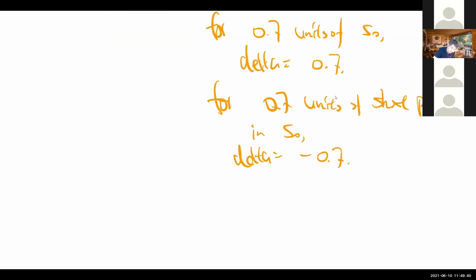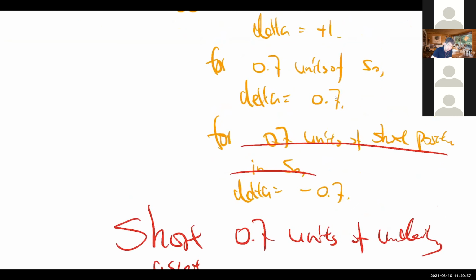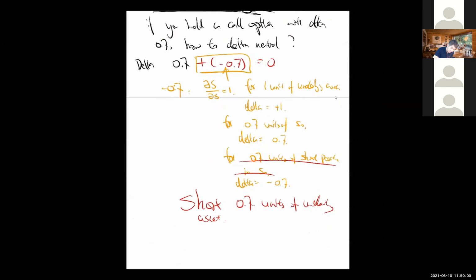So in this case, what do you do? Short 0.7 units of underlying asset. And that's what you need to do from here. And then the same thing goes when you do the gamma hedging. So delta and gamma hedging.